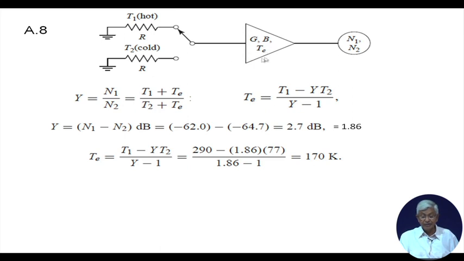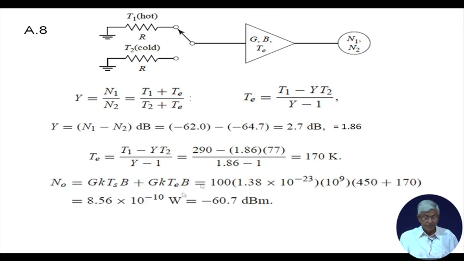So, this amplifier is now fully characterized. We know the gain, we know the bandwidth, we know the equivalent noise temperature of the amplifier. Now, the problem says that at the input, if you connect a source temperature which is 450 K, then what will be the output noise power?